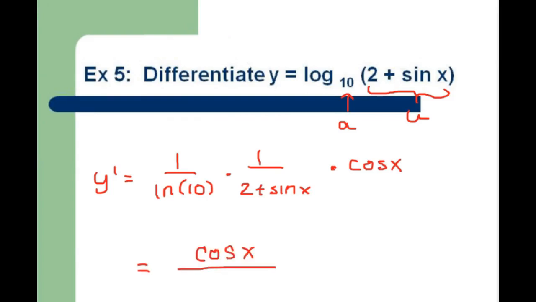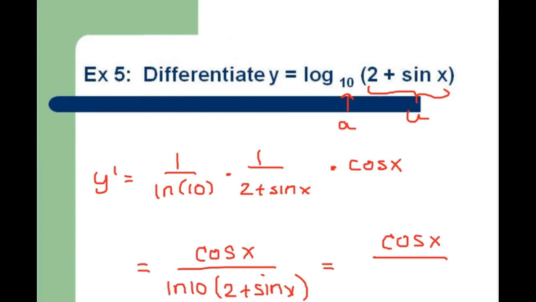And here's where you've got to be careful. It's natural log 10. But you've got to make sure you put 2 plus sine x in parentheses. Or you have to distribute the natural log of 10 to both. But if you did not put parentheses around the 2 plus sine x, it would be incorrect. So you can't put your parentheses around the natural log 10. They have to be around the 2 plus sine x, so that you get this idea that the natural log of 10 distributes to both.